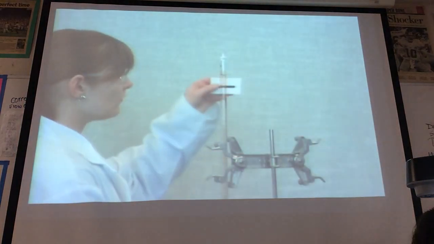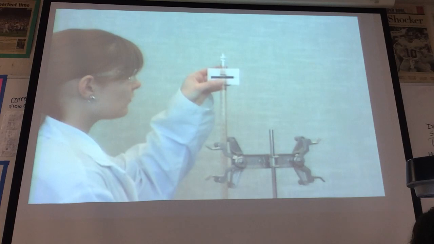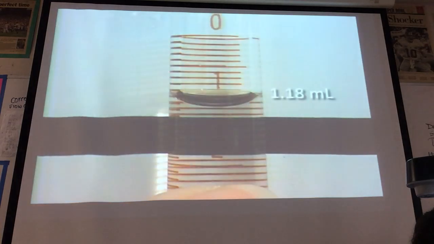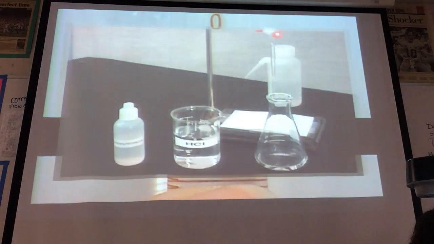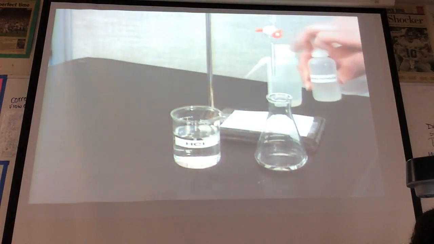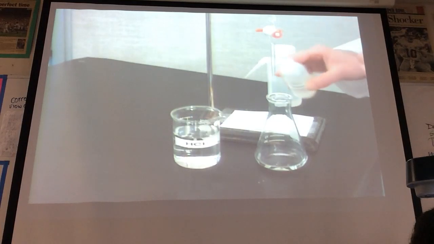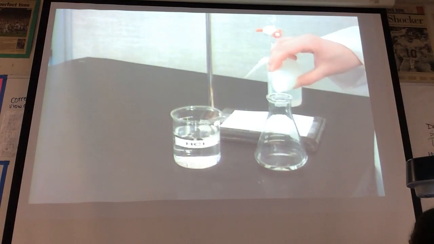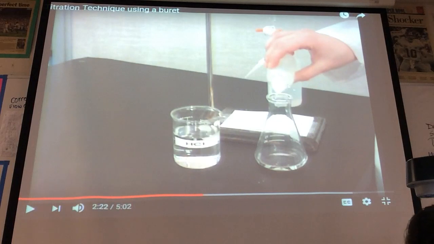Record the initial volume by using a card with a dark line. This helps darken the meniscus curve for better reading. Read it to 2 decimal places. Add 2 to 3 drops of indicator to your analyte. And we'll be using phenolphthalein, which is an indicator. It'll be clear in acid, but pink in base.